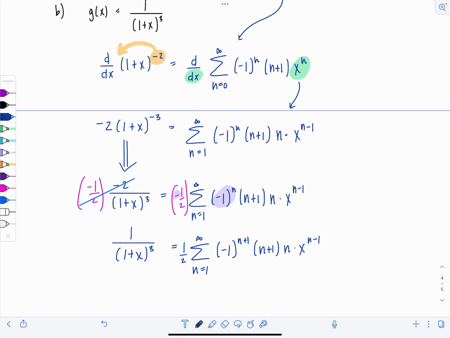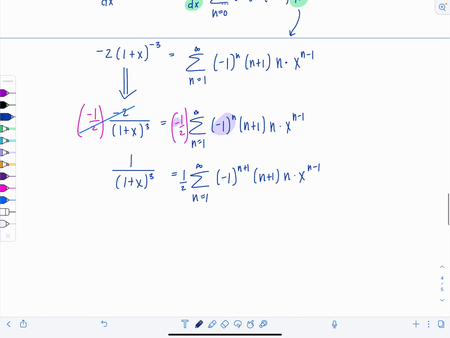Okay, lovely. No, don't leave it like this, because we want to try, if possible, to have our final answer just have x to the n. So I want this to go up by 1. So I'm going to replace all of the n's with n plus 1. If I want that to go up, then I need to go the opposite direction. This needs to start at 0. So we'll be done soon.